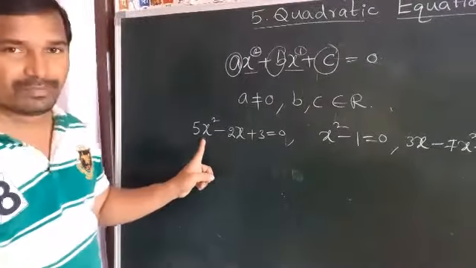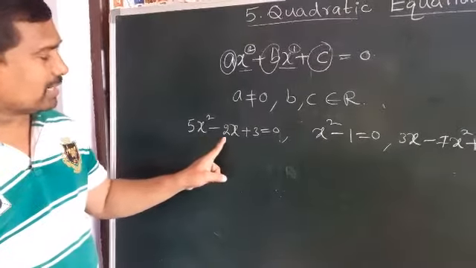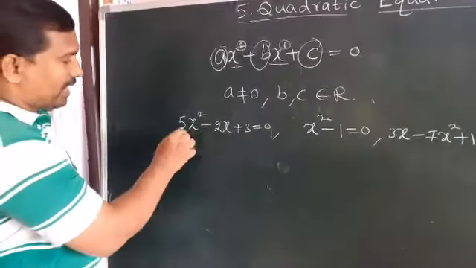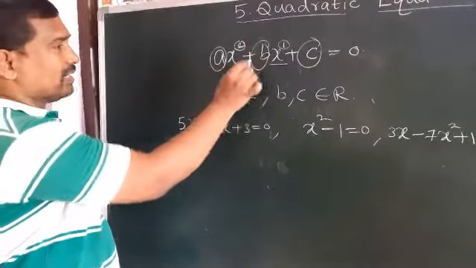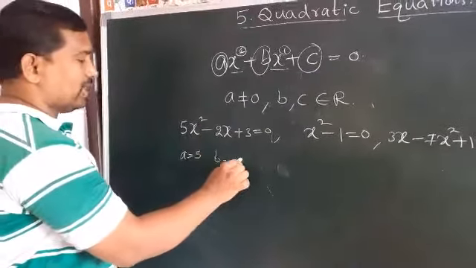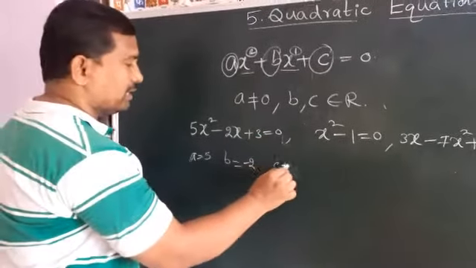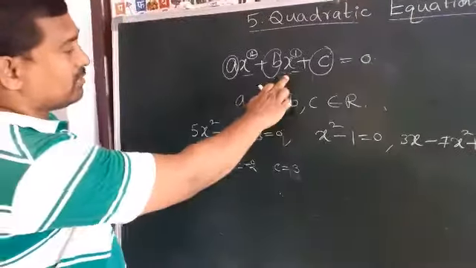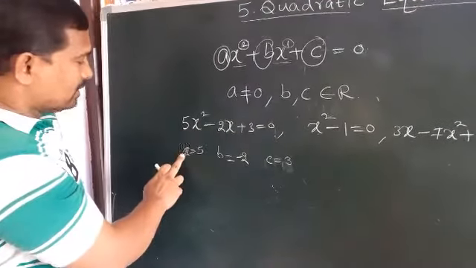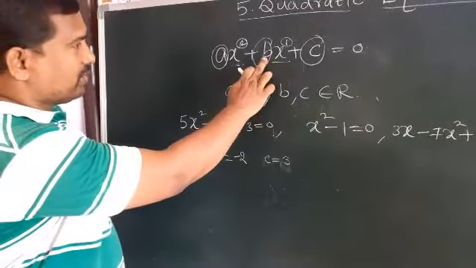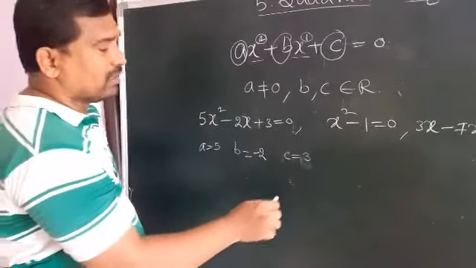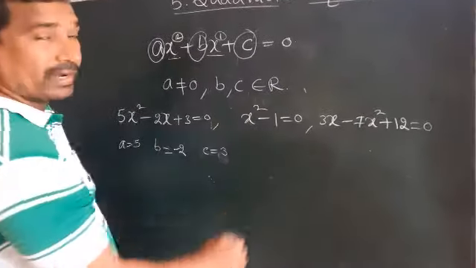Here see, what is the first term? 5x square, second term x, third term constant. So it is in the standard form. A x square, what is a? By comparing with the standard form, here a equal to 5. What is b? B equal to minus 2. What is the constant c? C equal to 3. By comparing with the standard form, x square coefficient a. What is x square coefficient? 5. So a equal 5. And x coefficient b. What is b? Minus 2. Constant. What is the constant? C equal 3.